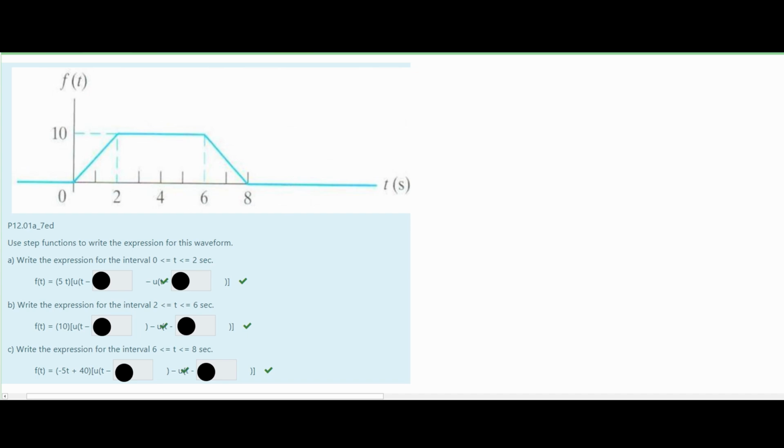Now, the step function for this is that our f of t is equal to our mx, or our mt in this case, because our t is equal to x. Keep in mind that our f of t is equal to our y as well, plus b. This is going to be in parentheses multiplied by the bracket of our u and then our t minus a. And then if we have another a value, which we do, we're going to have a minus u and then a t minus a, and then close this off. So that is going to be the equation that we are going to use.